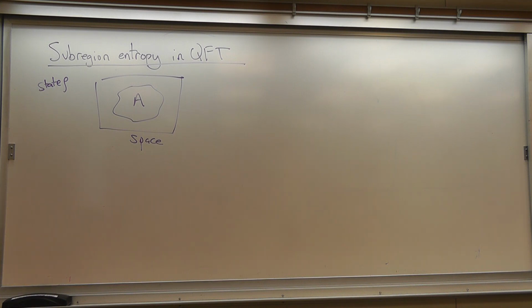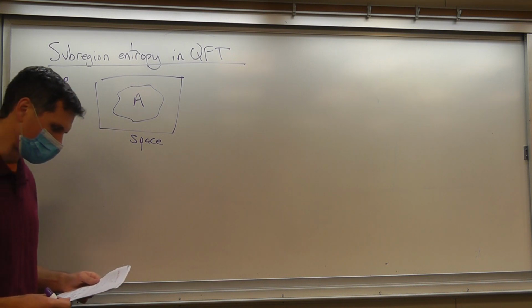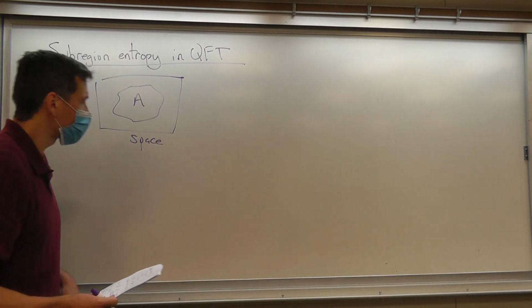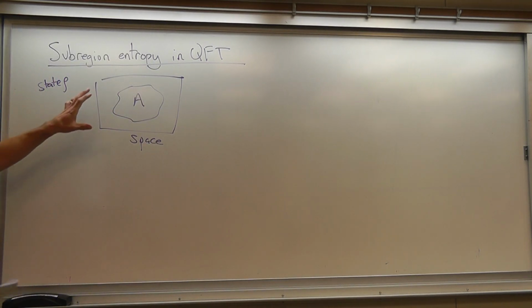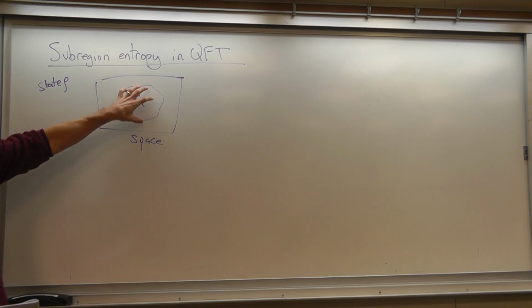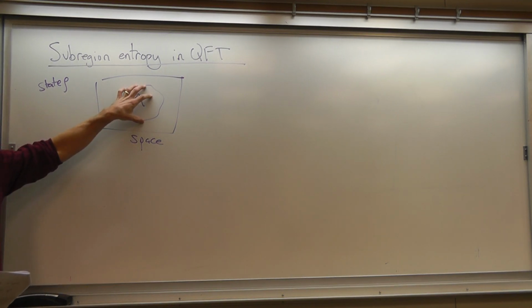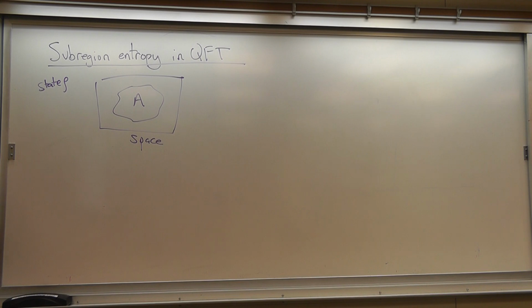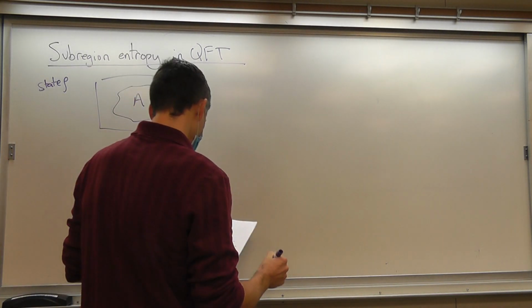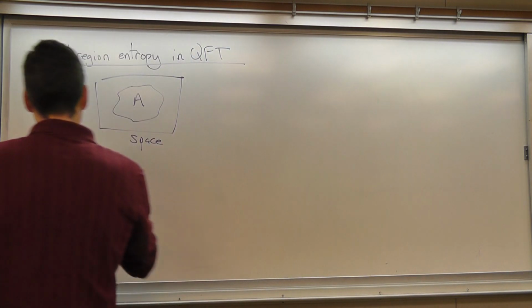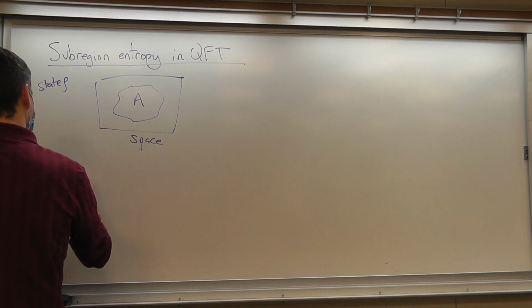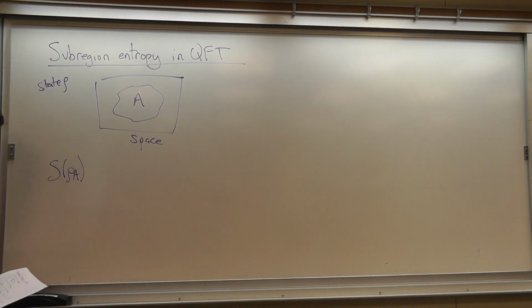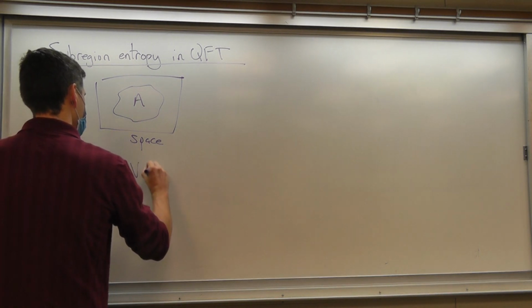As I discussed at some point briefly earlier in this course, it's almost true, and it's pretty close to being true, that the Hilbert space of quantum field theories factorizes into a factor associated to the inside of region A and a factor associated to the outside of region A. The entanglement entropy of rho A is UV divergent.